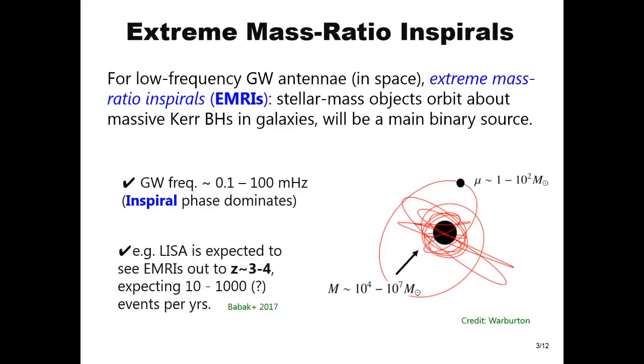In the future, we will also have a low frequency gravitational wave antenna in space, including LISA, and extremal mass ratio inspirals, EMRIs, will be a main binary source for that. An EMRI is composed of a stellar mass object, like a stellar mass black hole or neutron star, orbiting a much more massive black hole in the galaxies in our universe. The gravitational wave from EMRIs is dominated by the inspiral phase, and the typical gravitational wave frequency of an EMRI is around 0.1 to 100 mHz, so it is well in the sensitivity band of LISA, for example. Indeed, LISA is expected to see EMRIs out to cosmological distances, say redshift 3 to 4, and the expected event rate is 10 to 1000 per year.